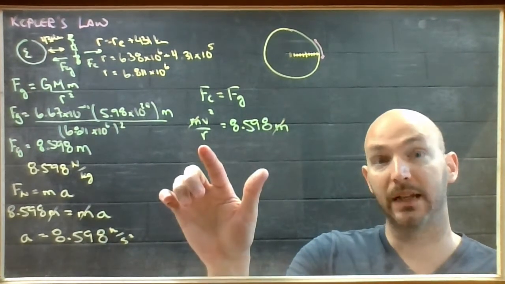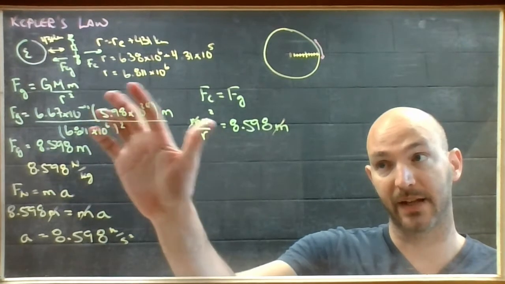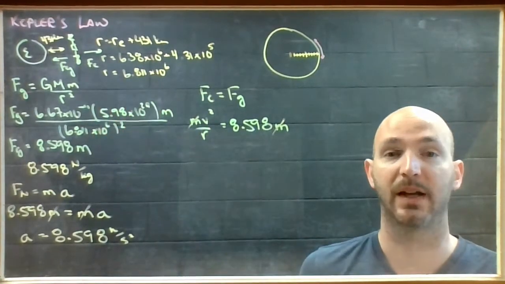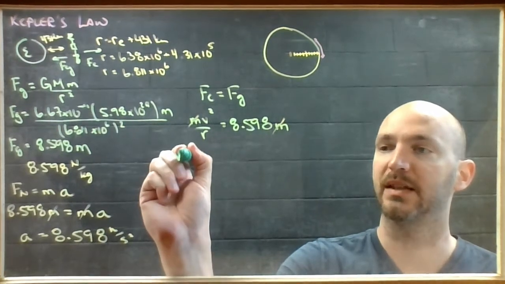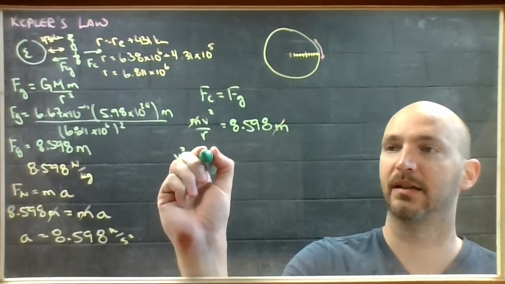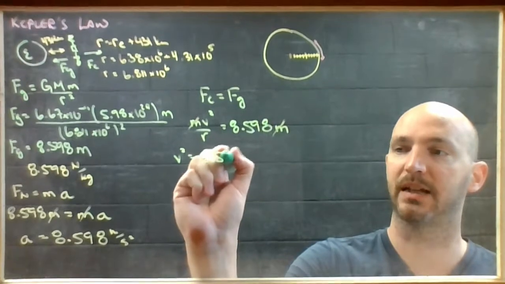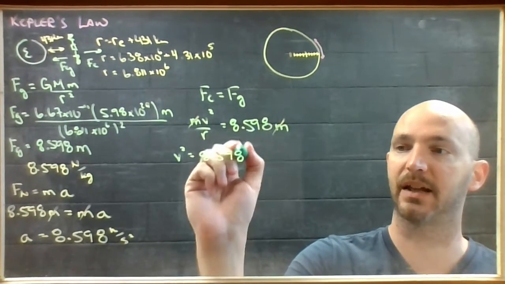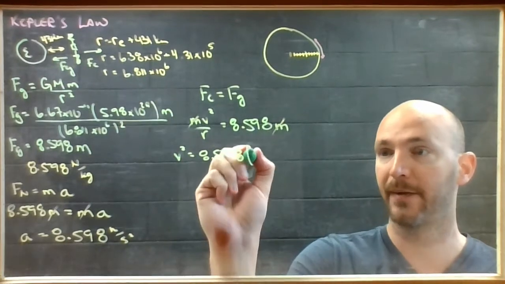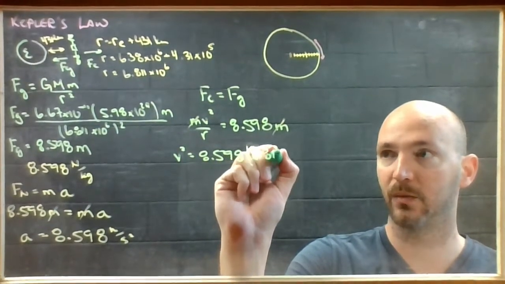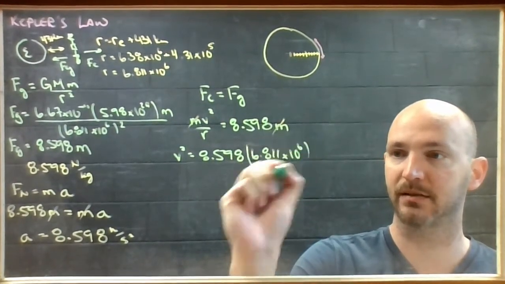Well, I know the radius this thing is orbiting at. I have that number here. The only thing I don't have is the speed, so I might as well work that out. So v squared is 8.598. The m's divided out, multiplied by this radius, if I pop it up to the other side, is 6.811 times 10 to the 6.